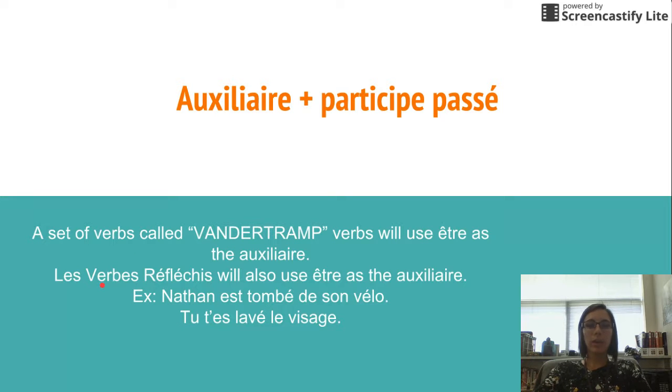Then our Verbes Réfléchis will also use être as the auxiliaire. So any of those verbs that start out with a se in their infinitive. So you'll see for our examples, Nathan est tombé de son vélo. Right here, tomber is actually a Van der Tramp verb. It's the T in Van der Tramp. And then for our reflexive, we have tu t'es lavé le visage. You washed your face. Because it's a reflexive verb, we need our reflexive pronoun. Then we'll have our auxiliaire and our participe passé, and that makes it in the past tense.